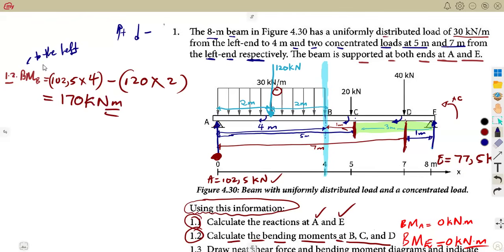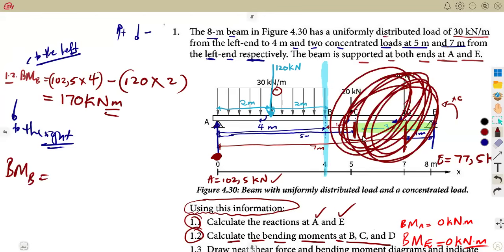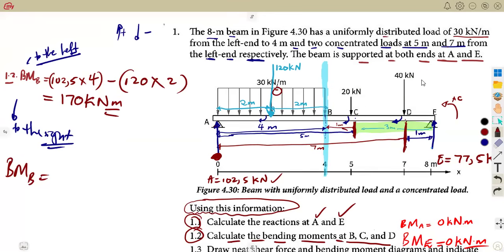You were taking this to the left. You could have considered taking it to the right side. If you are considering the right side, what were you going to have? The bending moment at point B, considering the right side, force times distance, what you see on the right side. So let's start with E, which is positive, because E is going up. So it's E times the distance back to B. E is 77.5, positive, times the distance back to B. What is the distance?